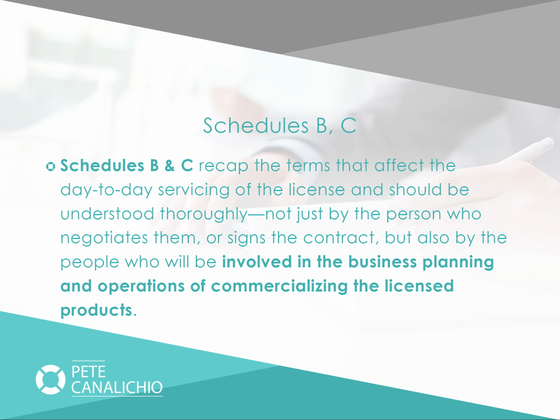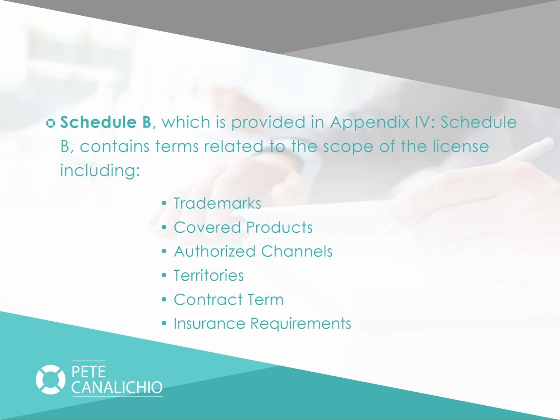Schedules B and C. Schedules B and C recap the terms that affect the day-to-day servicing of the license and should be understood thoroughly, not just by the person who negotiates them or signs the contract, but also by the people who will be involved in the business planning and operations of commercializing the licensed products. These schedules should always be near at hand for the people involved in the daily operations. Schedule B, which is provided in Appendix 4, contains terms related to the scope of the license including trademarks, covered products, authorized channels, territories, contract term, insurance requirements.